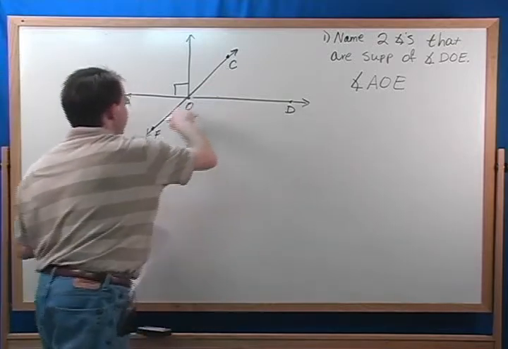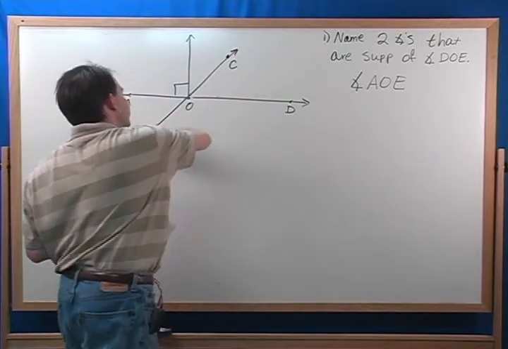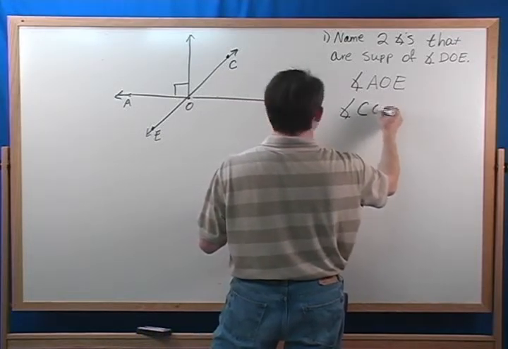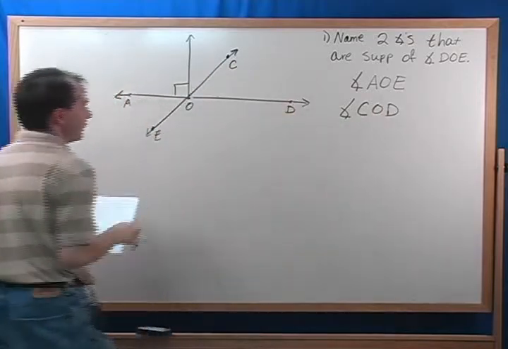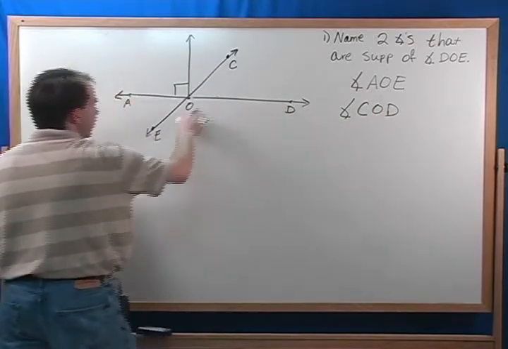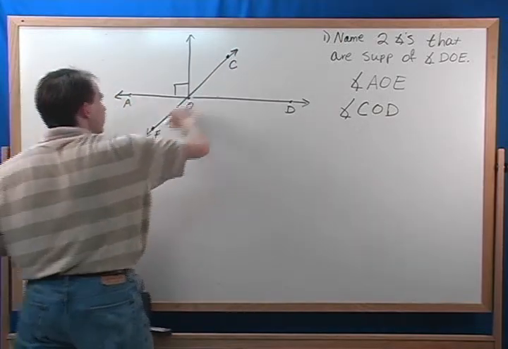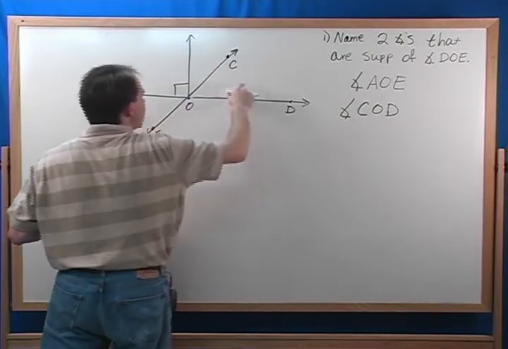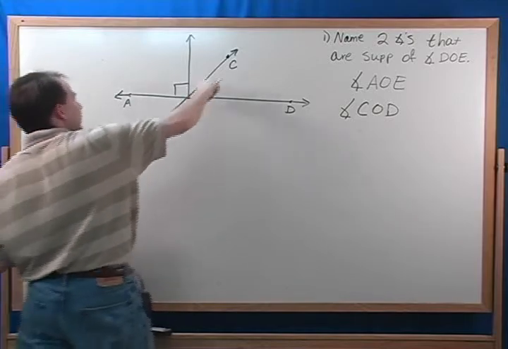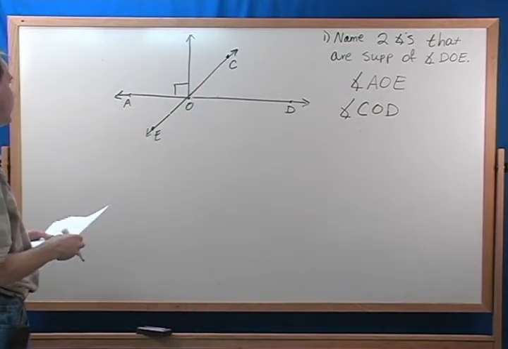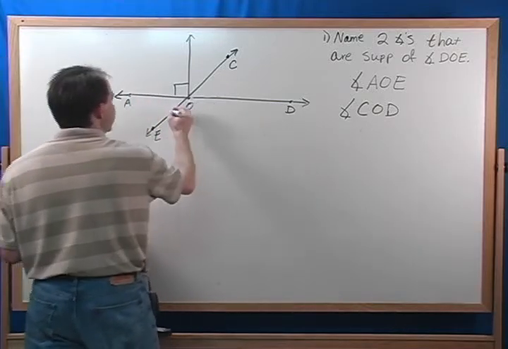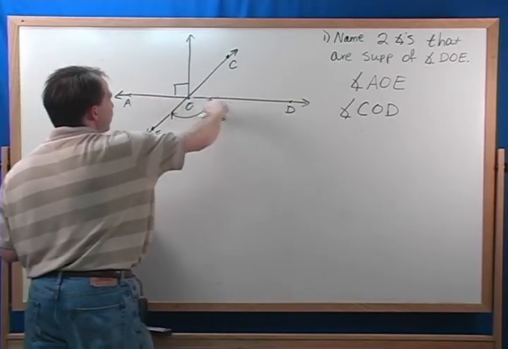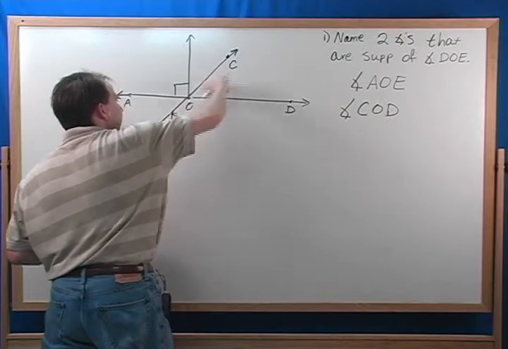Now, is there anything else? DOE is here, but notice there's another line going up like this. Let me write it down and we'll talk about it. Also, COD. This angle is also supplementary to it. Because DOE is here, but this is a straight angle right here. So if this angle is added with this angle, COD, then you will get the 180 degrees that you need, because this is just a straight angle, which we said is always equal to 180 degrees. So it's a little bit tricky. This is DOE, this angle here, and it's asking what are the supplements? This is a supplementary angle because when I add it, I get 180, and this is a supplementary angle because when I add it, I get 180.